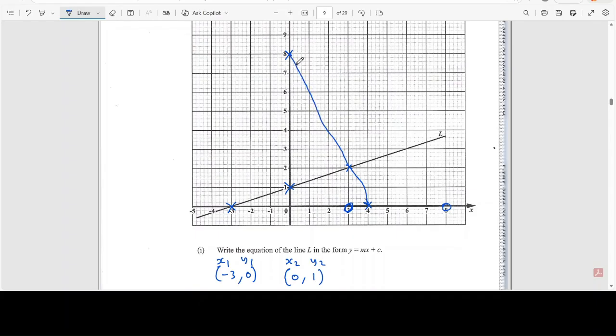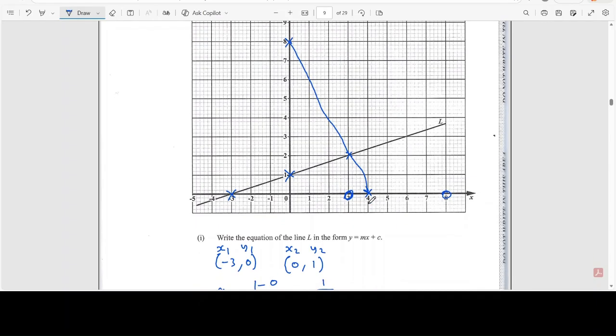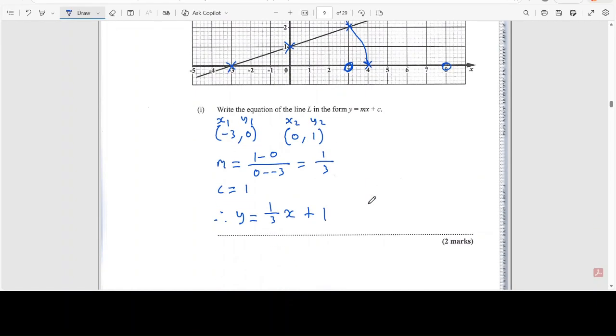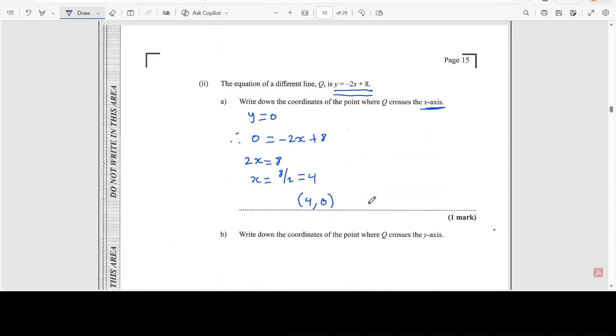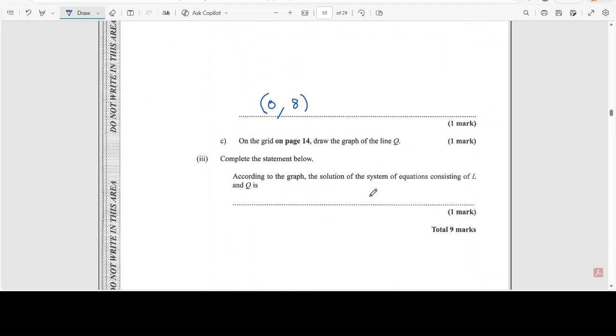Right, maybe I do that. Right, so you draw the line and then complete the statement below. According to the graph, the solution of the system of equations consistent L and Q.